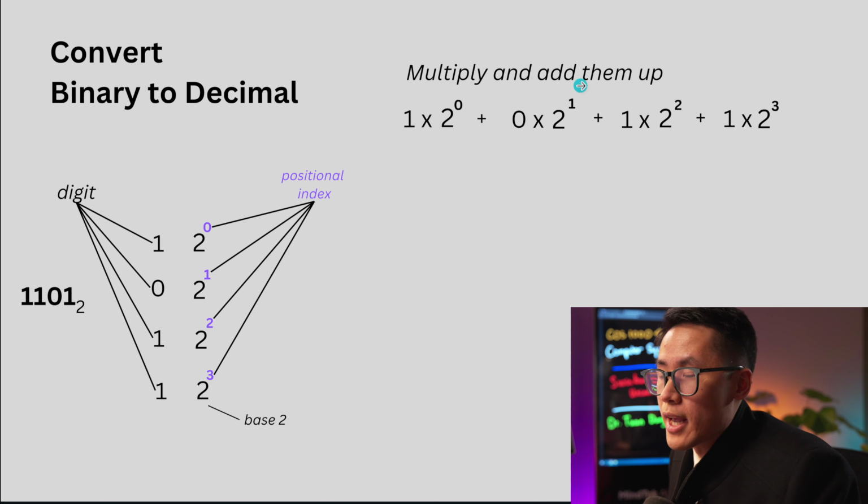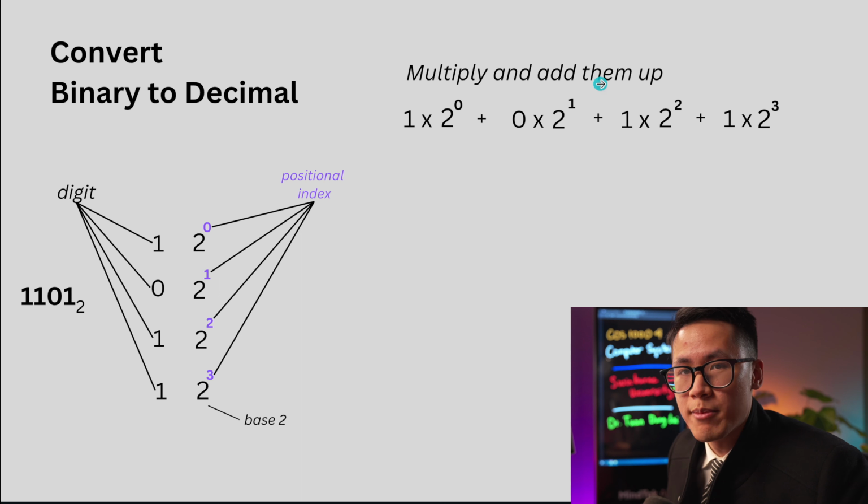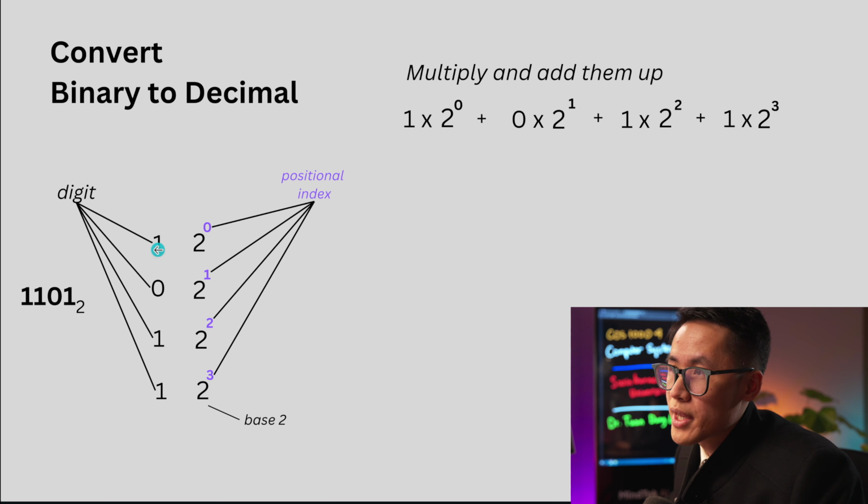Now we multiply and add them up, just like what we have done before. 1 times 2 to the power of 0, this thing. And then plus 0, take the digits, times 2 to the power of 1. Next one, 1 times 2 to the power of 2.